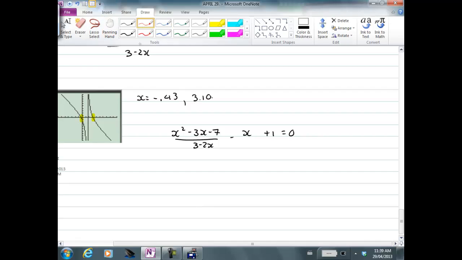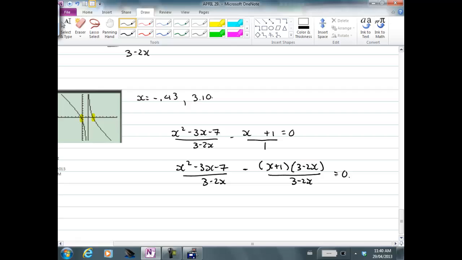Because what you have to do is, remember, you can't add these right away. Think of this, if you want, as x over 1, right? So what we're going to do now is multiply everything by 3 minus 2x. So here's where you got to be careful. Think of this as x plus 1 times 3 minus 2x over 3 minus 2x equals 0. So I want you to go ahead and foil the bracket for me. Okay, take a minute right now and just foil. So what I'm going to do is foil this out.